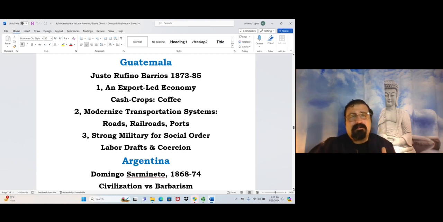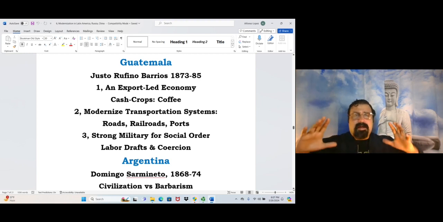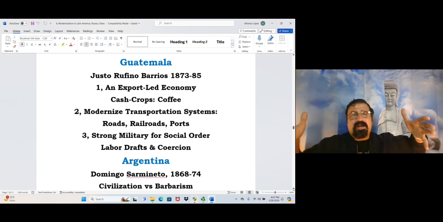For example, in Guatemala, what we see is a liberal regime headed by Justo Rufino Barrios, who governed Guatemala from 1873 to 1885. And he really turns the entire national economy toward exports. Again, this is the idea. The realization is we're not going to industrialize anytime soon. We're not going to have factories, in other words, industrial plants and the like.